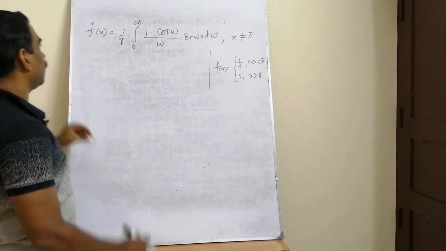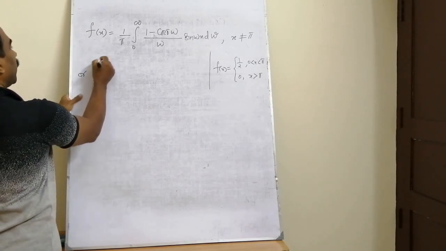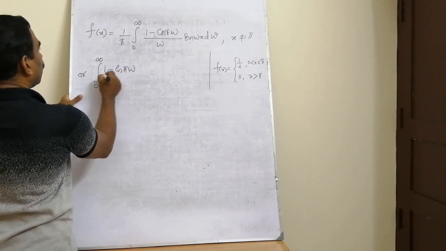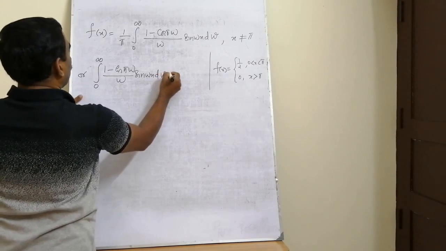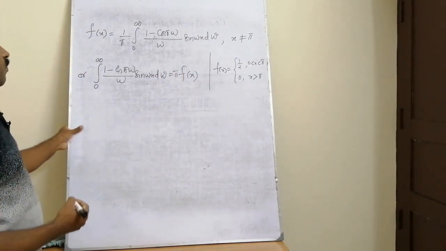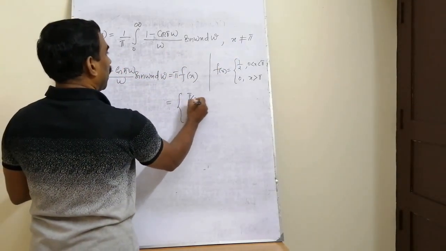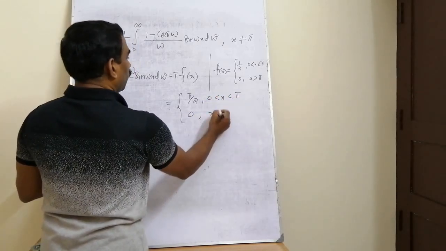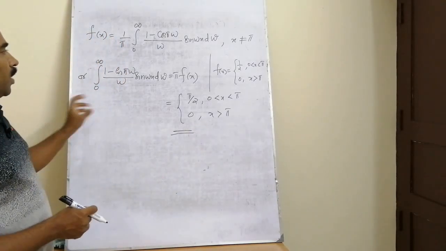So we are simplifying this integral, integral 0 to infinity (1 minus cos pi omega) divided by omega sin omega x d omega equal to pi into f(x) for x not equal to pi. This function is pi by 2 for 0 less than x less than pi and 0 for x greater than pi. So this is the required answer, but one point is missing.